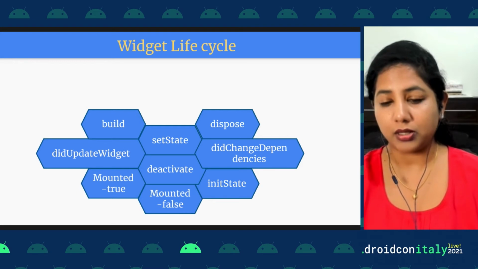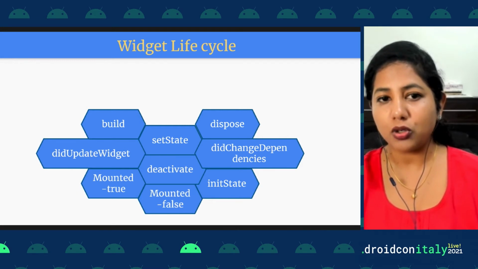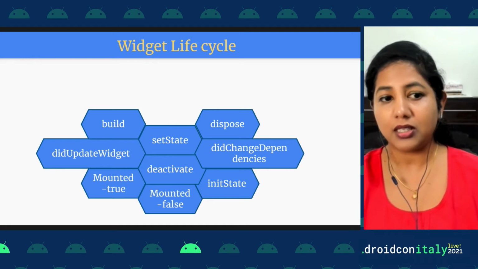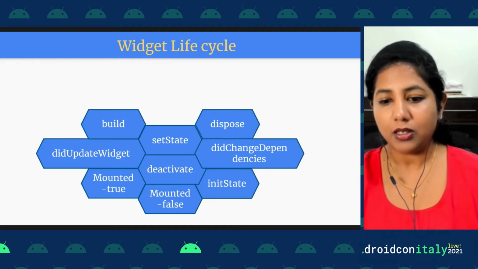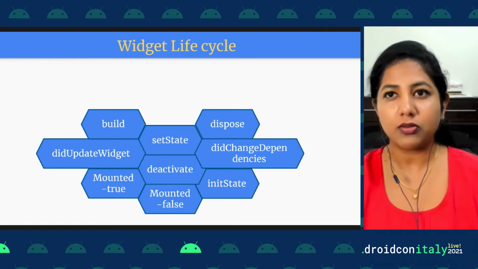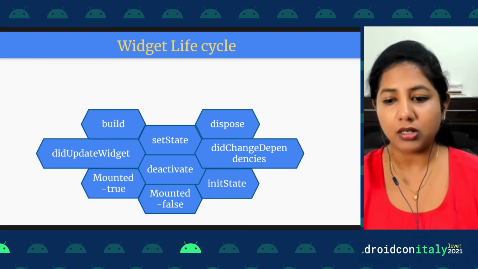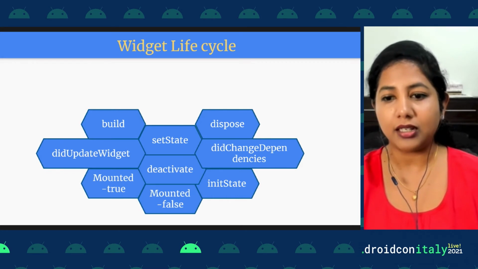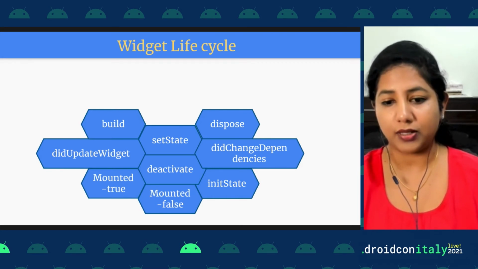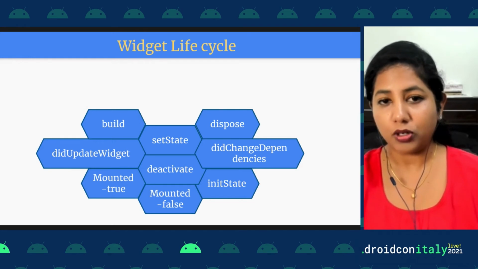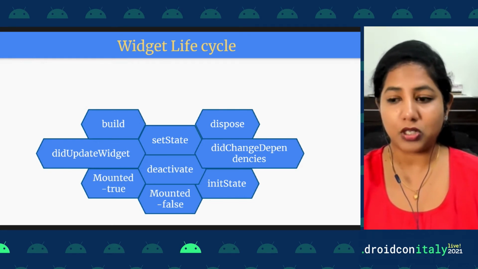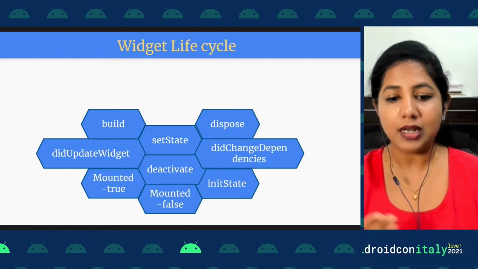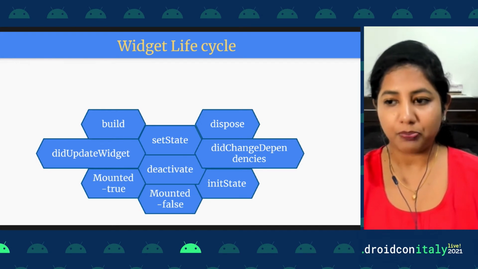didUpdateWidget. Now these methods are sometimes used to find out if your widget exists or not. It's really handy actually. It's called when the widget configuration changes. So you might have to check whether this widget really exists in my app or not. Try using all this to see. It gives you a clear understanding of it. setState notifies the framework that data has changed, and that helps you rebuild your UI.